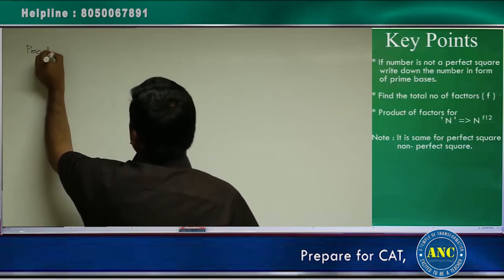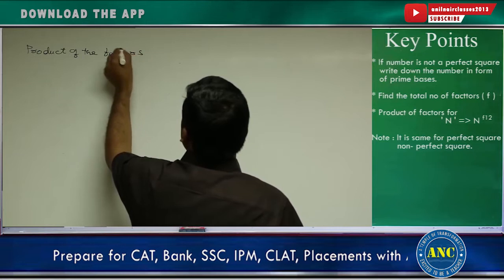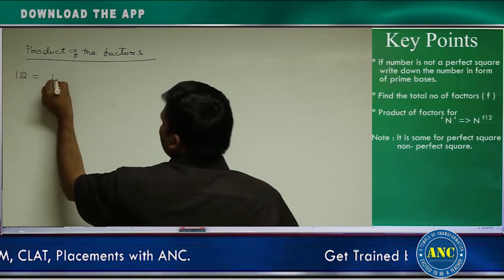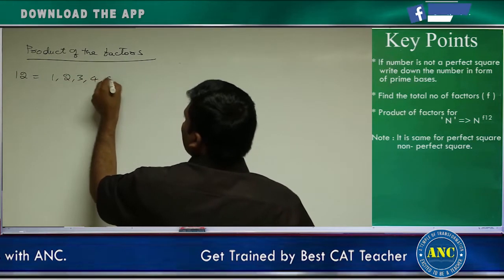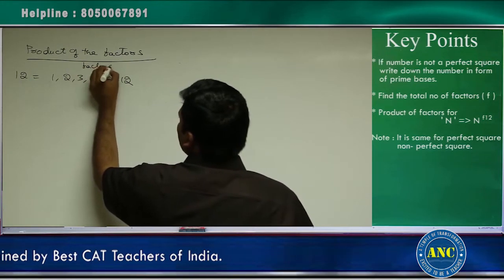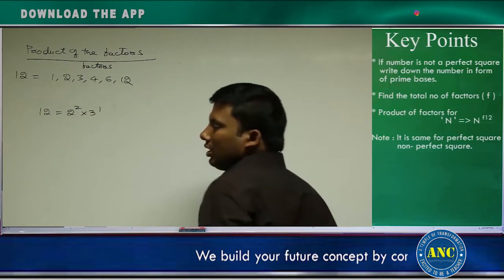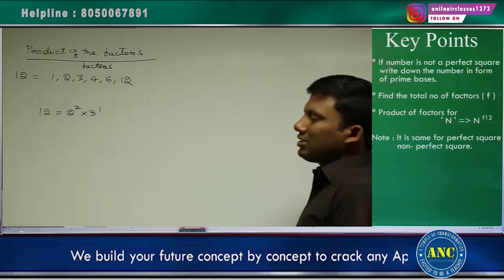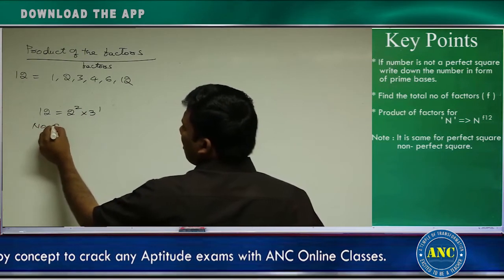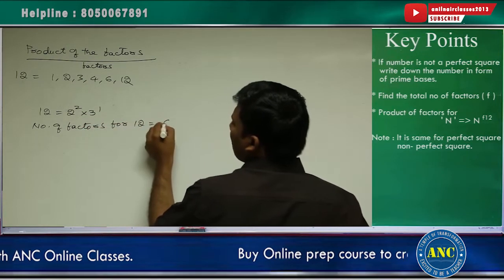Product of the factors. Suppose I take 12. What are the factors of 12? 1, 2, 3, 4, 6, 12. So 12 is written as 2 square into 3 power 1. Now I need to multiply all these factors. Total how many factors have we got? 6. Number of factors for 12 is 3 into 2, 6.